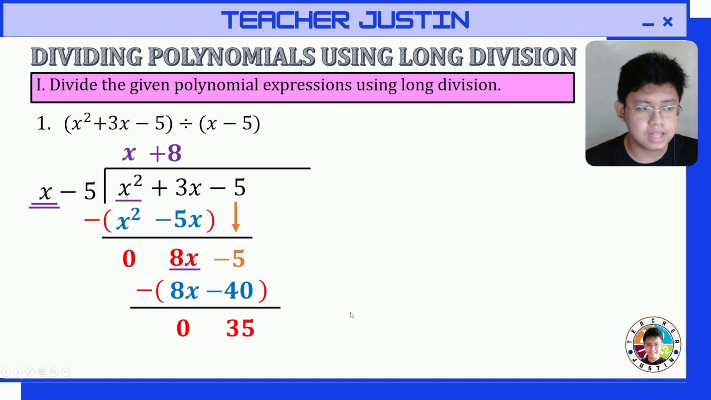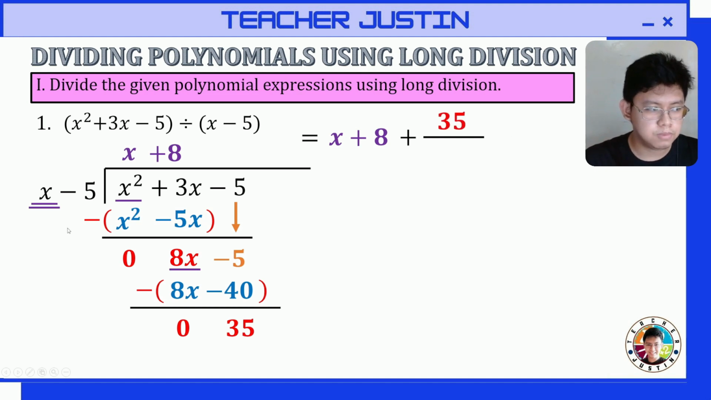Now, since wala na tayong mabibring down, isusulat na natin yung ating final answer. We will follow the quotient algorithm. So, we will have the quotient, x plus 8, yung nasa taas. Then, we add the remainder. So, since meron tayong remainder, which is 35, okay, gagawa tayo ng fraction bar. Let's add the remainder. 35 will be the numerator of our fraction.